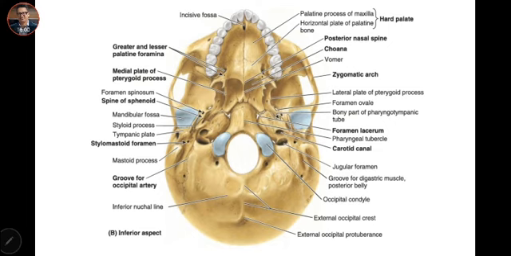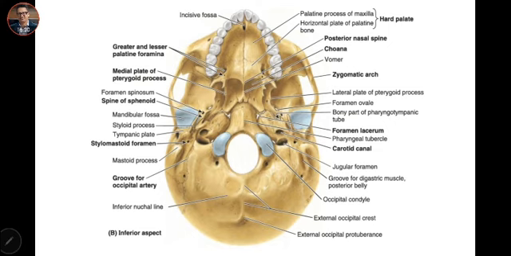Over here this is the jugular foramen, and anterior to that is the carotid canal. As you could see, this is the pointer, this is the labeling, and this is the carotid canal for the passage of the internal carotid artery. Also, various foramina in the sphenoid bone are studied over here.